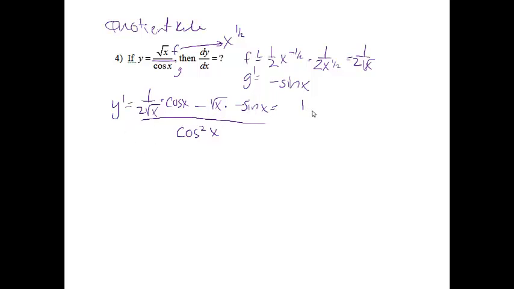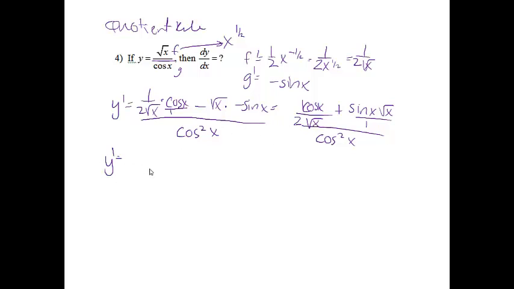This is going to be actually cosine x over 2 square root x, because I could put this under 1 and multiply the numerators, multiply the denominators, and then it's going to be plus sine x square root x, and that will also just be over a 1. And then I still have all over cosine squared x.